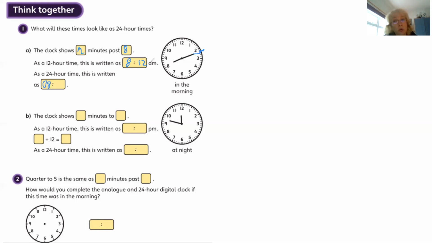And then the minutes always stay the same as they are in 12 hours. So it's 08:12, but luckily because it's 24-hour, we don't need an AM. So that's the answer to this one. Now let's have a look at this one.